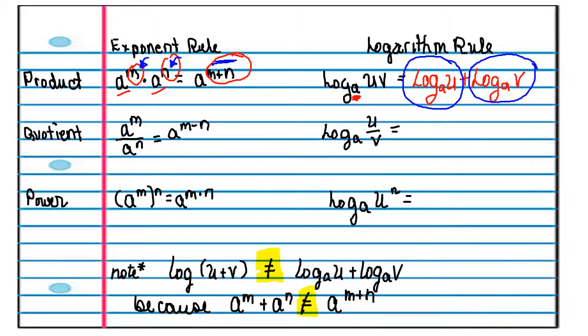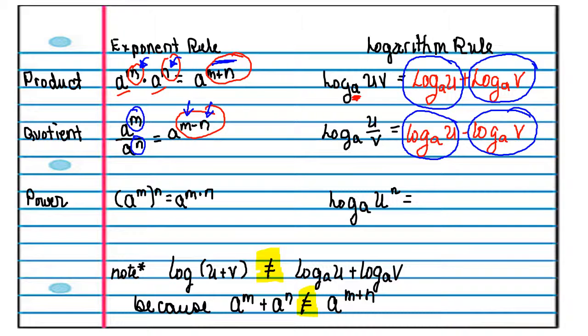Quotient rule says same base to the power of m over same base to the power of n. We're going to subtract them. So log base a of u, minus log base a of v, because this logarithm here represents the power of m, and this logarithm here represents this power of n, and what we did is we subtracted the powers. See how just backwards this is?